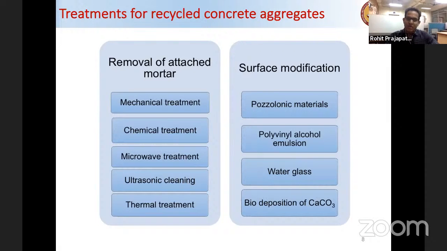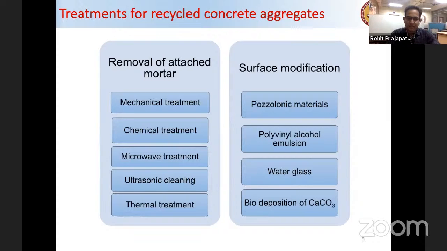But there could be a problem because you may not be able to strengthen the old adhered mortar and the ITZ between the old adhered mortar and the stone. And so there are other techniques Nima also pointed out. We could use mechanical treatment to scrub the old adhered mortar, and you could dissolve this old adhered mortar using chemical treatment.